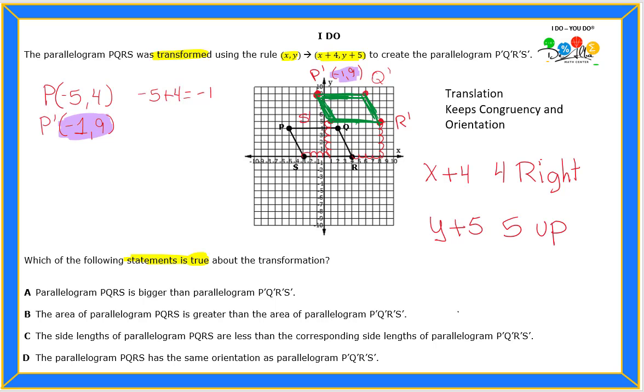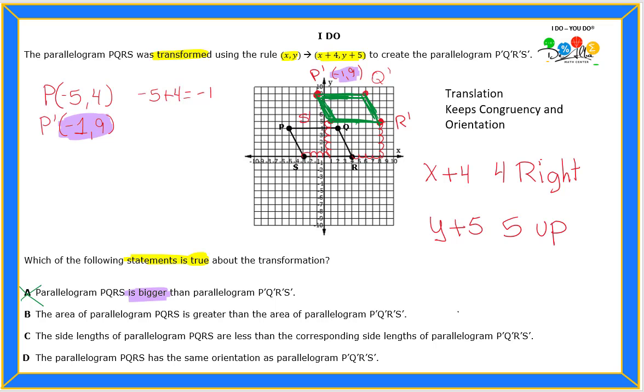Now, if you guys have one of those wax papers or patty paper, my advice is you can always just trace your original and move the whole picture 4 to the right and 5 up, and it should land exactly up there, okay? So let's look at the answer choices. It says letter A, parallelogram PQRS is bigger. Is that true? Is one bigger than the other one? No, it's not bigger. That's not true.